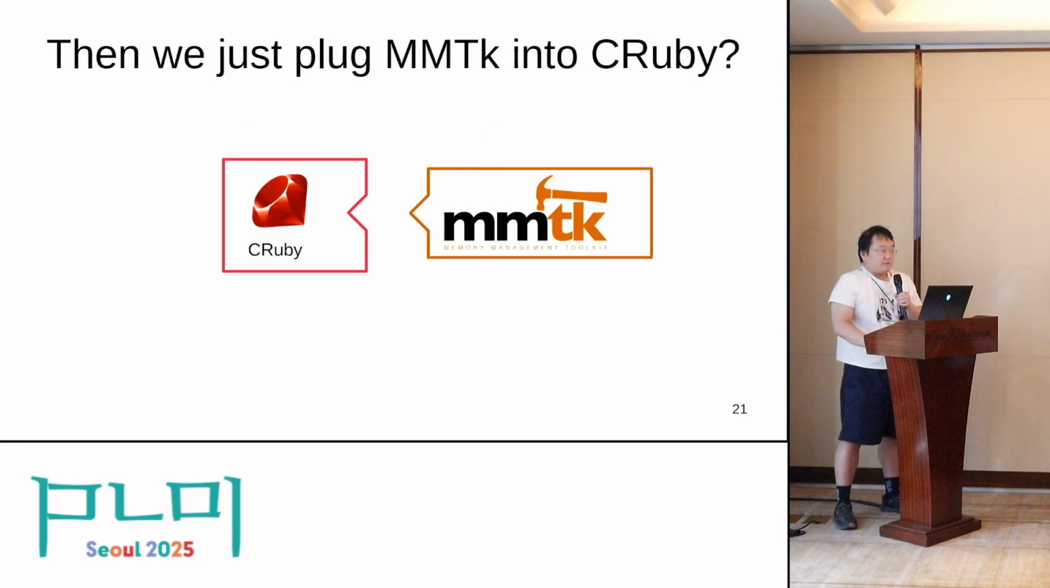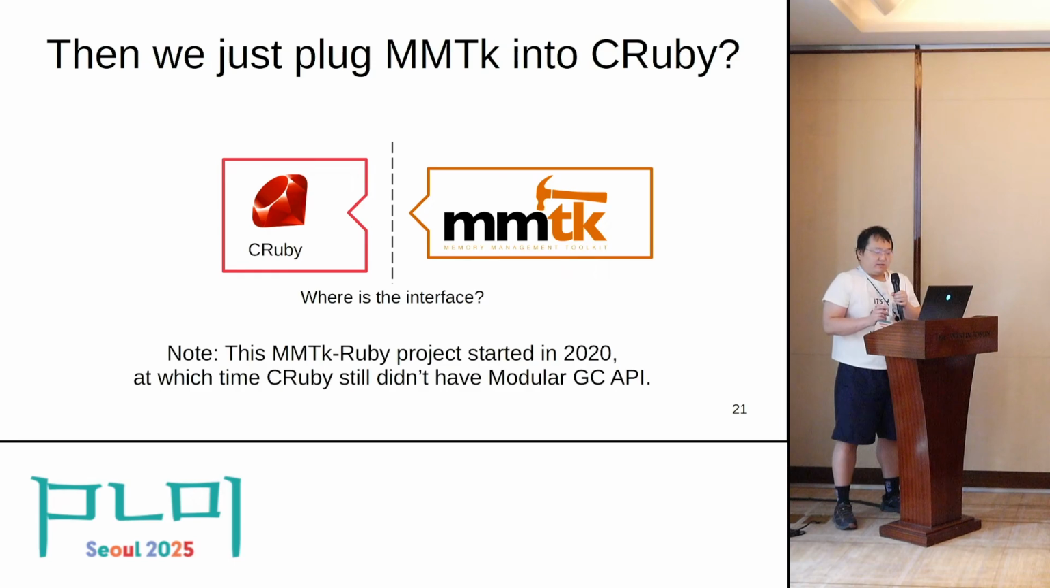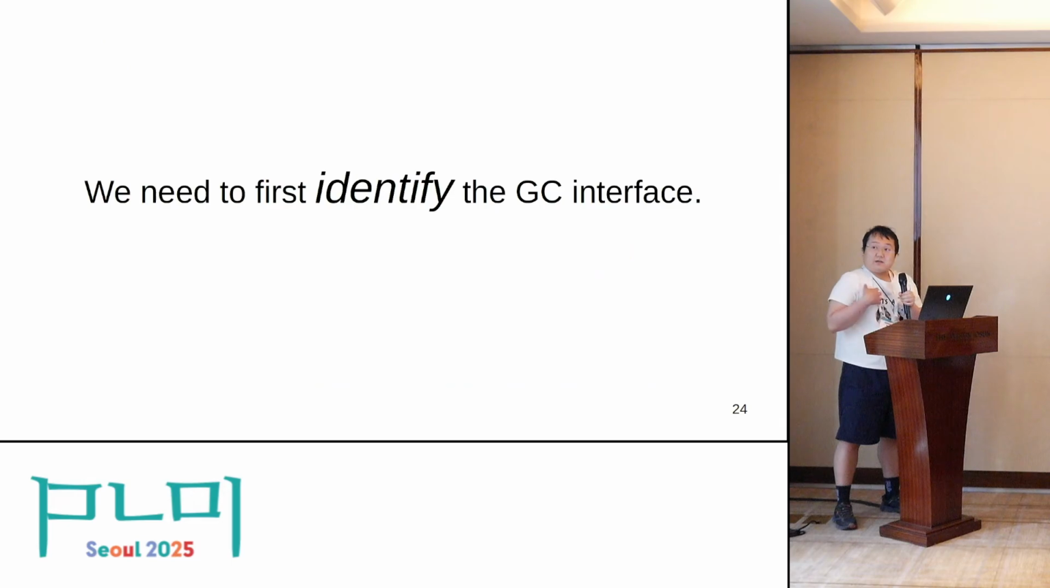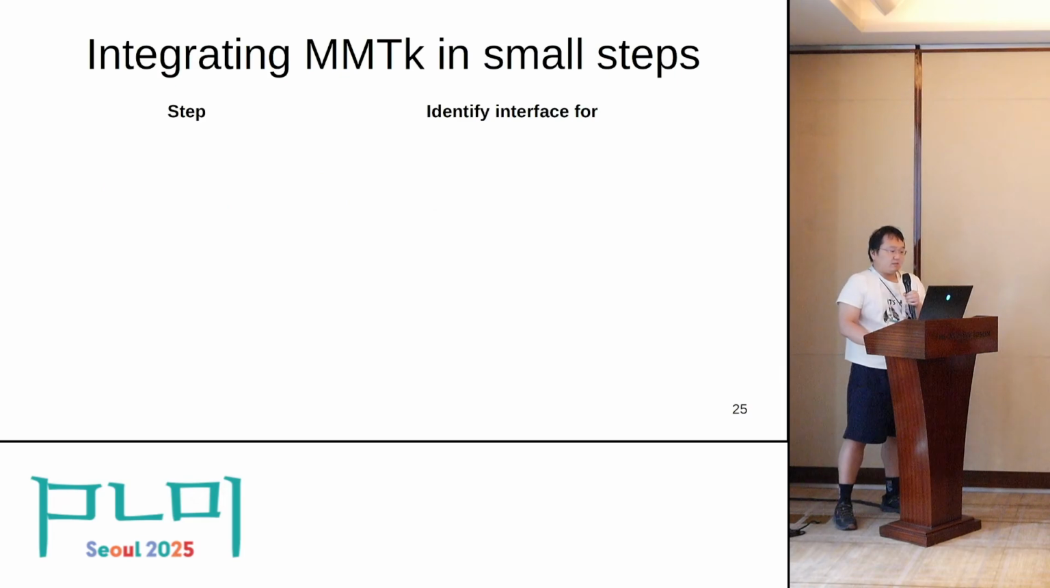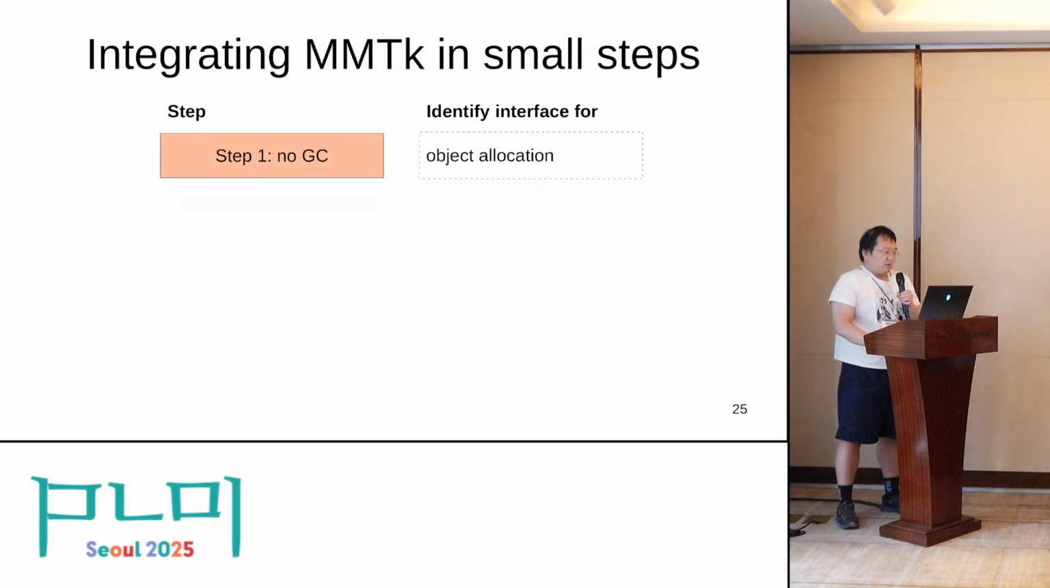So now we have CRuby and we have MMTK, and shall we just plug MMTK into CRuby and expect them to work directly? Not yet. Note that this project started in 2020, at which time CRuby still didn't have a modular GC API. So before integrating MMTK, it's our job to identify the GC interface in CRuby, and we do this in multiple steps. Step 1, we support no GC: we allocate but don't collect.